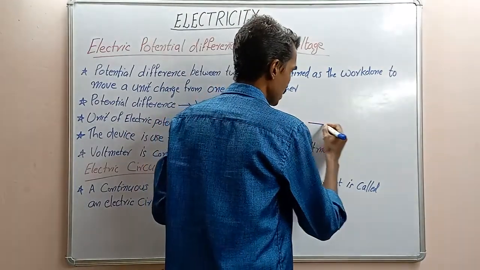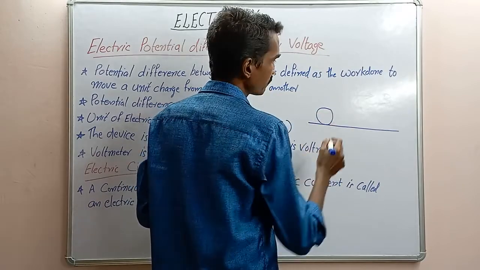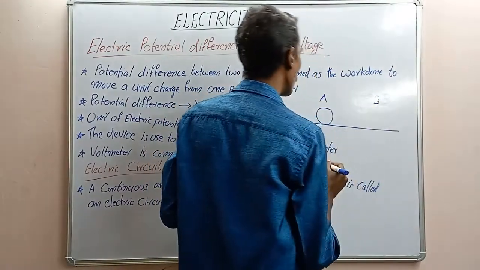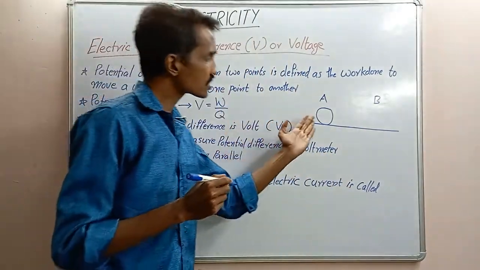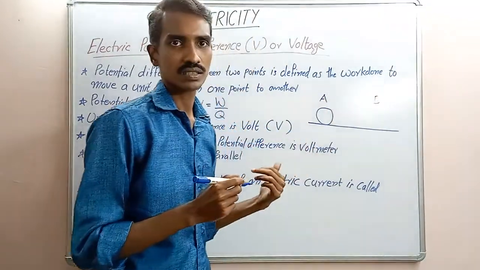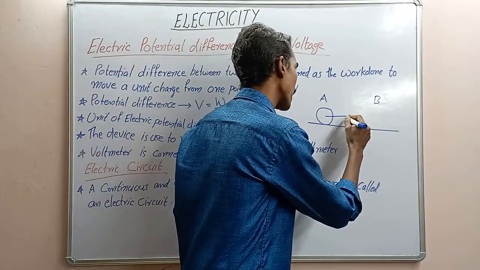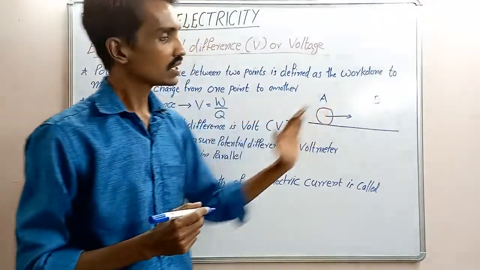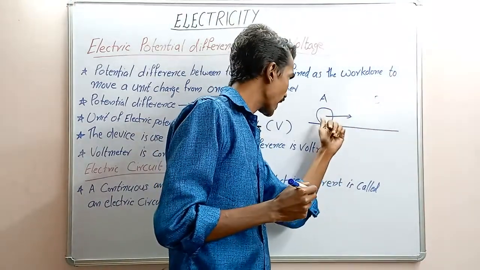We have a simple example. Suppose a stone is here at point A, and we need to move the stone to B. To move the stone from A to B, we must do some work. We have to do work to move this stone to travel from A to B.